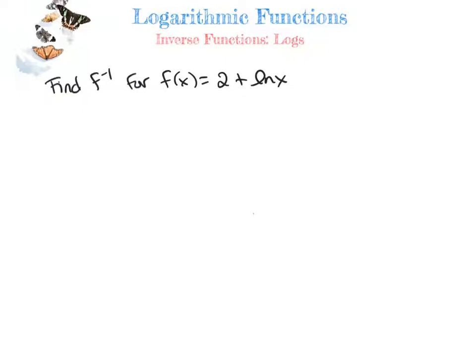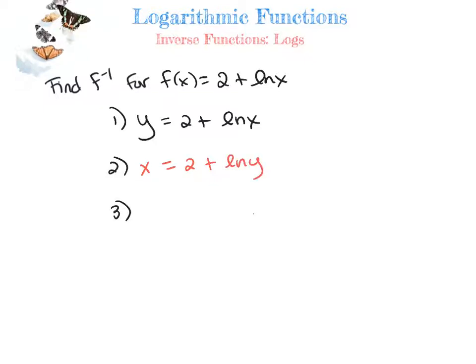Let's find the inverse function for f of x equals 2 plus ln of x. Okay, so again, change the f of x to a y, and then that all-important step of switching the x's and the y's. So y equals 2 plus ln of x becomes x equals 2 plus ln of y. And then finally, isolating the y. So clearly subtracting 2 is a great way to start. So x minus 2 equals ln of y.